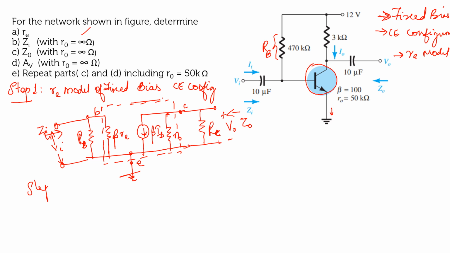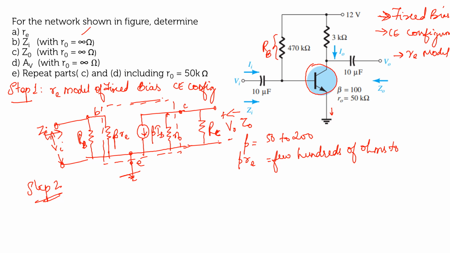So step 2. You know that in step 1, the general values are: beta will be 50 to 200, and beta re will be a few hundreds of ohms to a maximum of 6K to 7 kilo ohm. And what will be the value for R0? It can go from 40 kilo ohm to 50 kilo ohm. That is the reason why they have taken R0 equal to 50 kilo ohm.